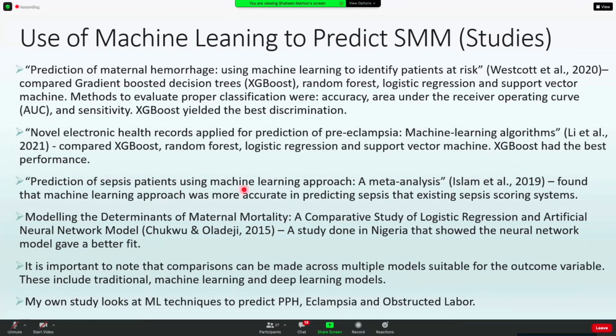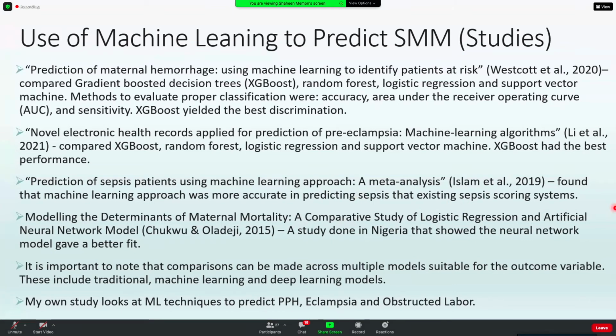And then there was one study that looked at studies that were available online and got all their data sets, and they did a meta-analysis. They used 7 data sets for predicting sepsis, and they used deep learning, and they found that the machine learning approach was more accurate in predicting sepsis than existing sepsis scoring systems.